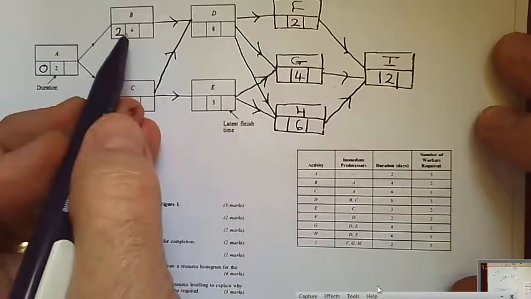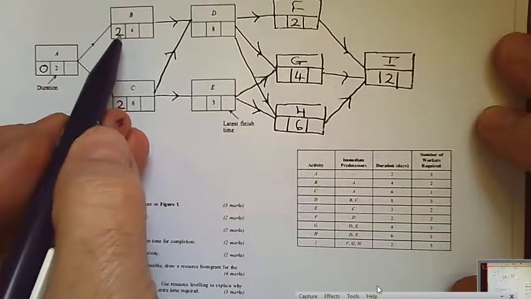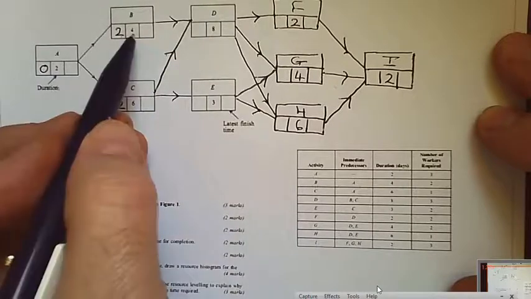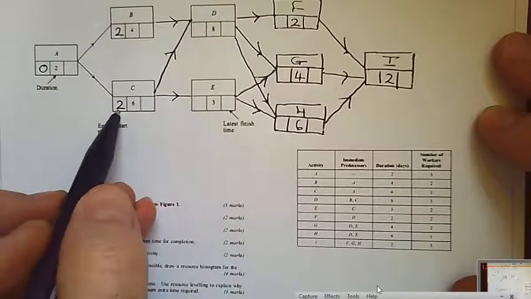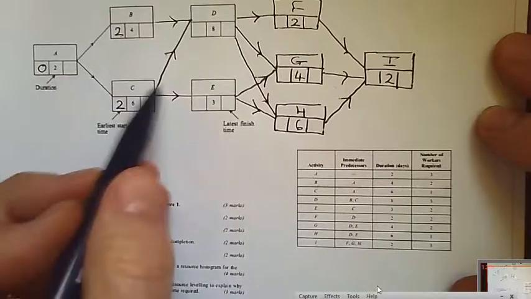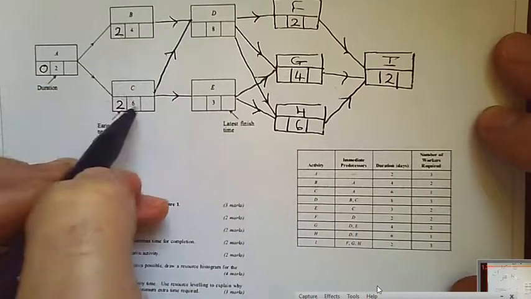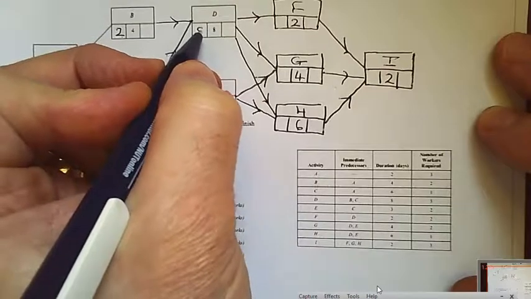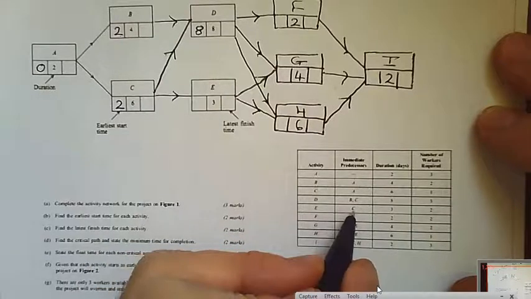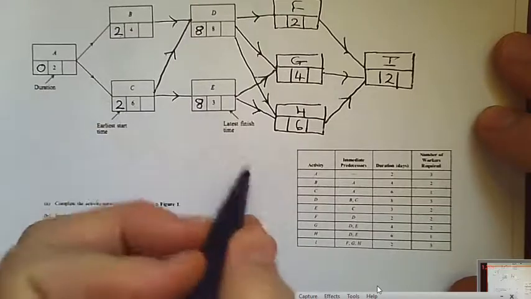D requires both B and C to be completed. Well, the minimum that B is going to be completed after is 6 days, the 2 days for A and the 4 days for B. And the minimum for C is 8 days, 2 from A and then 6 from C. So clearly D can't start until both of these are finished, so we go with the bigger one, we go with the 8. E only requires C, so that has to wait for C to finish.